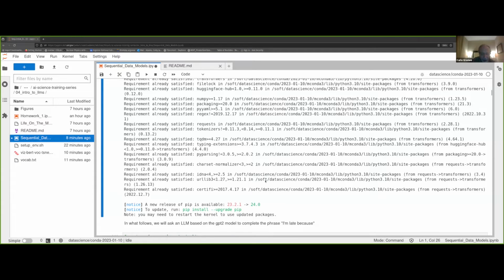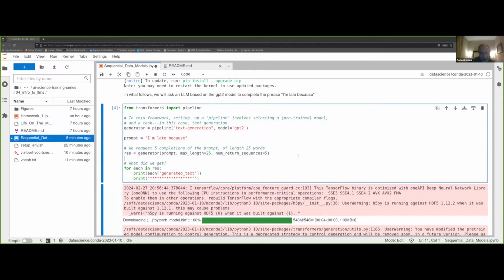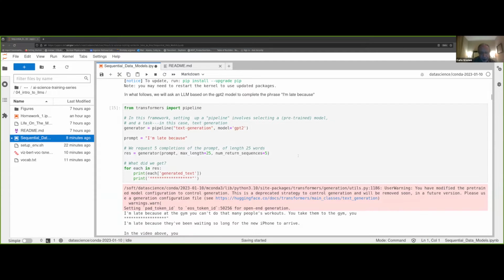If that's already executed, then we can get on to the business at hand. In this cell, we're going to import pipeline from transformers, which is the main easy-to-use interface to their pre-trained models. The first line is a way of specifying a particular pre-trained model, which in this case is GPT-2, and configuring it for a certain task, and that task is text generation. You're going to see in a moment what that means.